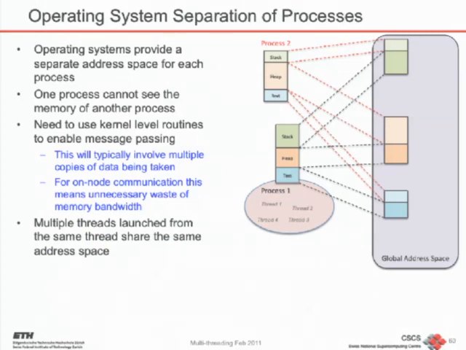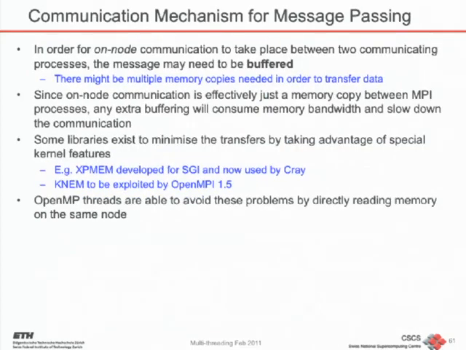Multiple threads share the same address space, so they don't have to worry about copying any memory. They can just go along and look at what they want to do. So the communication mechanisms for message passing are that the message may need to be buffered, placed into an intermediate step before being moved on. There might be multiple memory copies. So if you want to copy 1 gigabyte of data from one process to the next, it might actually jump around several times in a normal MPI implementation, and you might find that you're getting a quarter or less of your memory bandwidth because you're doing multiple copies.